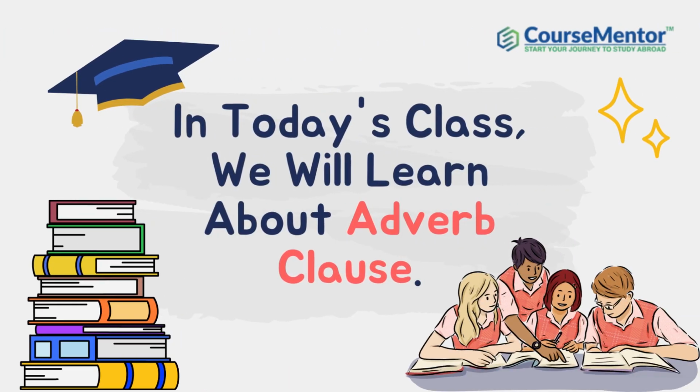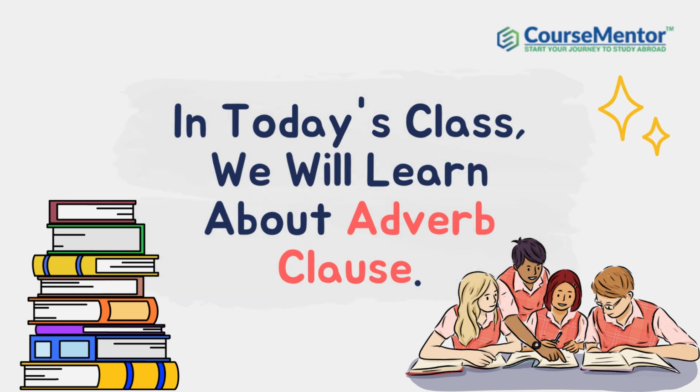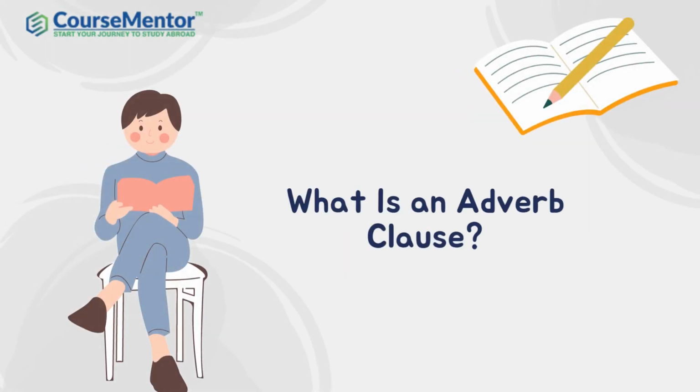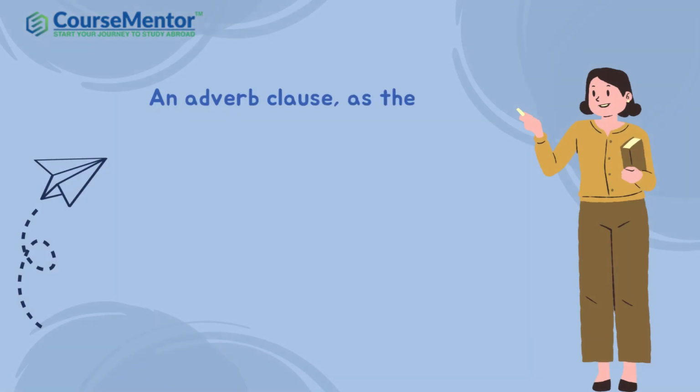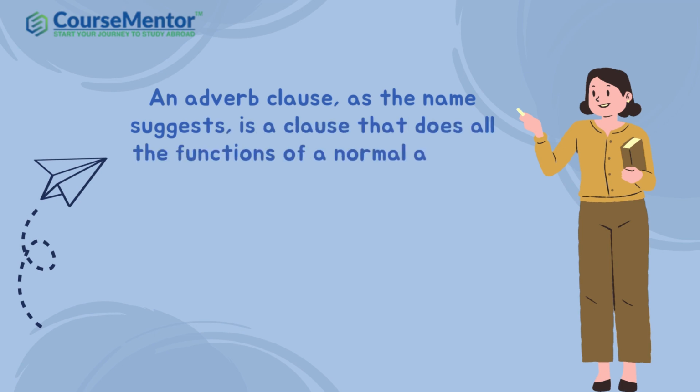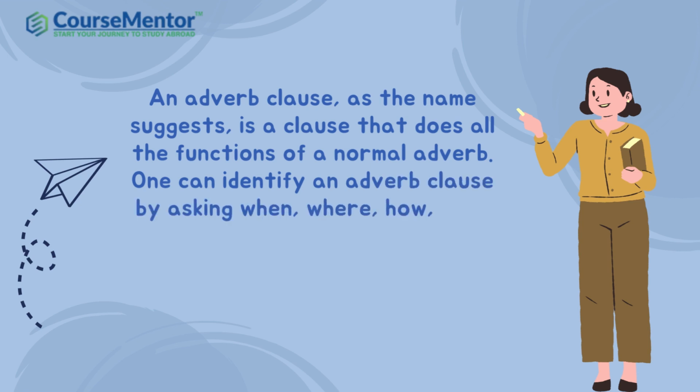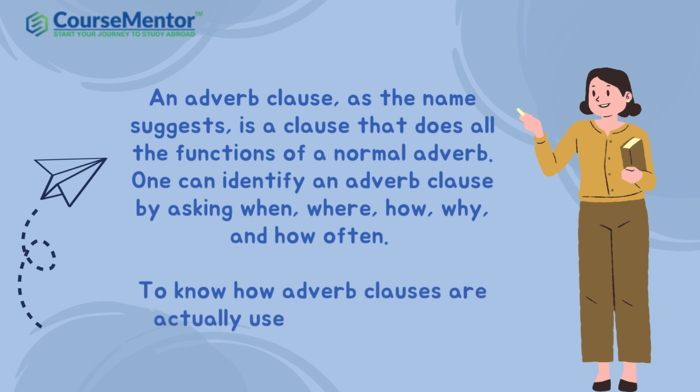In today's class, we will learn about adverb clauses. Let's start with what is an adverb clause? An adverb clause, as the name suggests, is a clause that does all the functions of a normal adverb. One can identify an adverb clause by asking when, where, how, why, and how often. To know how adverb clauses are actually used, watch the complete video.